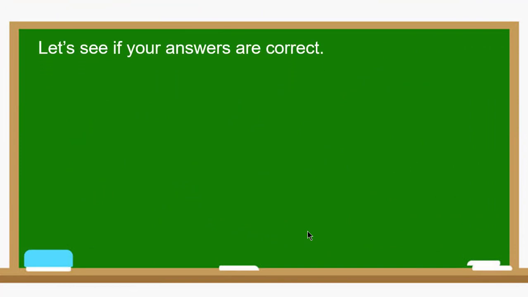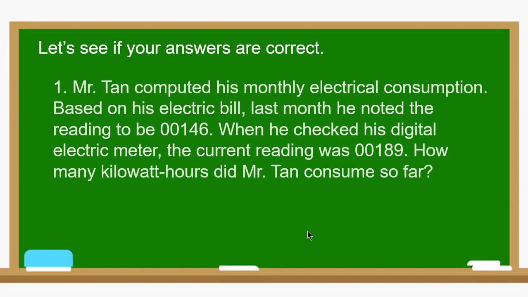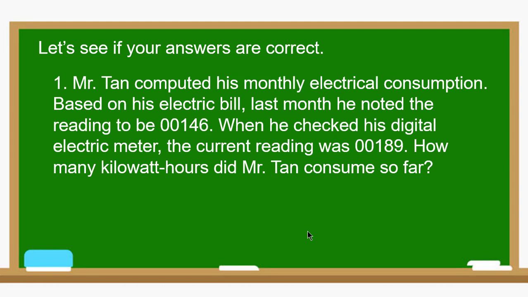Let's see if your answers are correct. Number 1. Mr. Tan computed his monthly electrical consumption. Based on his electric bill, last month he noted the reading to be 146. When he checked his digital electric meter, the current reading was 189. How many kilowatt hours did Mr. Tan consume so far? The answer is 43 kilowatt hour.